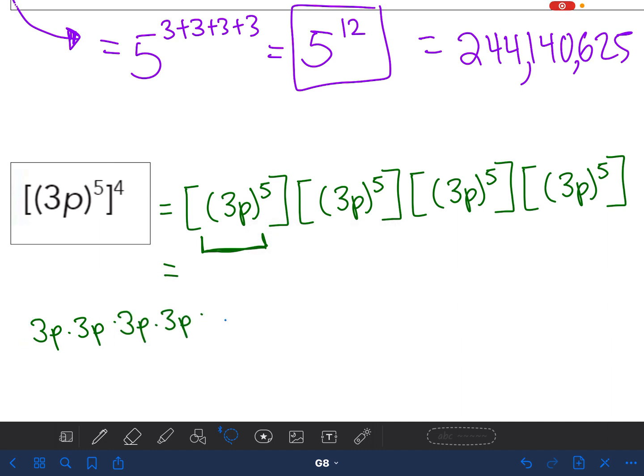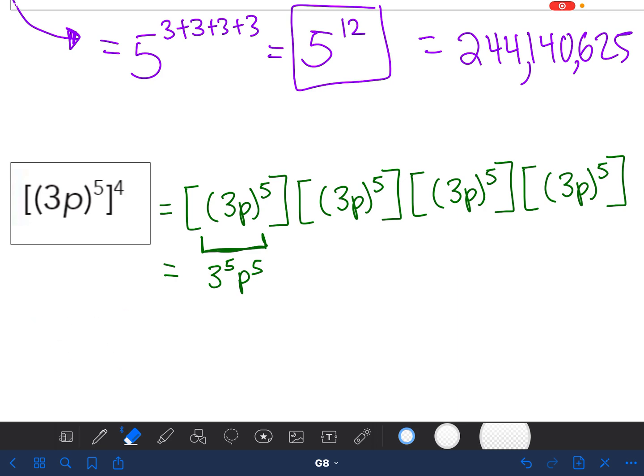Yeah, if you guys had this feature on your notebooks, that'd be awesome. I mean, you could do it on your OneNote actually. So that's 1, 2, 3, 4, 5. Okay, we had too many. Okay, so gather all the 3's. That's 1, 2, 3, 4, 5. And gather all the p's. That's 1, 2, 3, 4, 5. So actually, 3p to the power of 5 is 3 to the power of 5 and p to the power of 5. So we're going to do that for all of these 3p's.